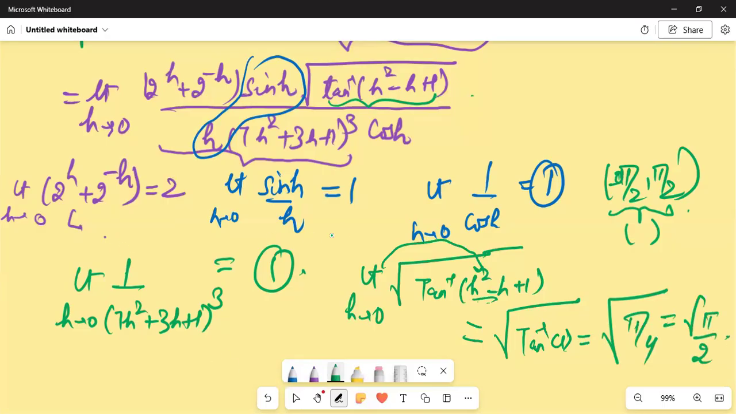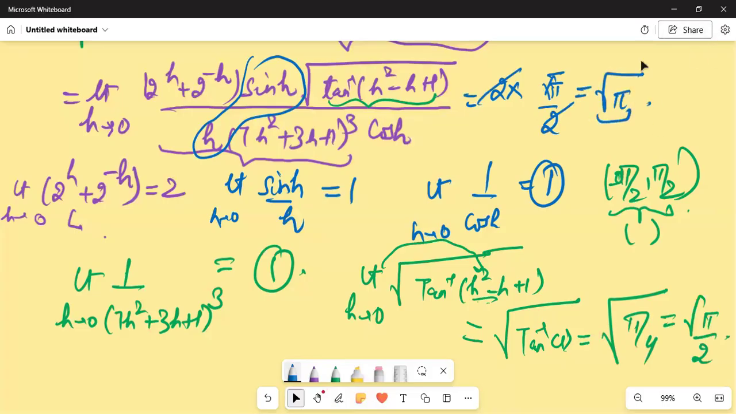So you can see that each individual limit exists and is finite, and so you can take the product of the limits to calculate the final limit. So you get 2 into root pi by 2, because the rest of the limits are 1, and this gets cancelled, and the final answer is root pi.